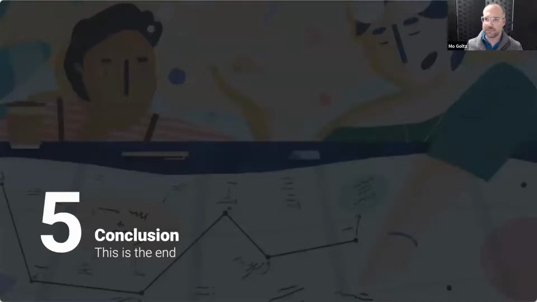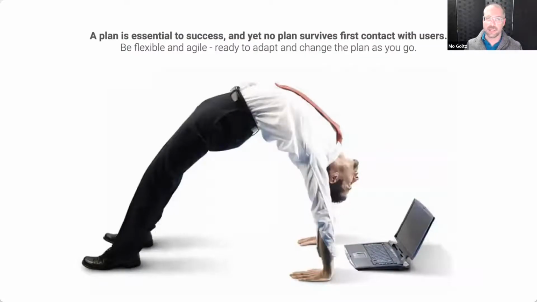So I went through a lot and I went through it pretty fast, but I only have about a half an hour. So in conclusion, just like in battle, a plan is essential to success, and yet no plan survives the first contact with users. So be flexible, be agile, be ready to adapt to change, and plan as you go.